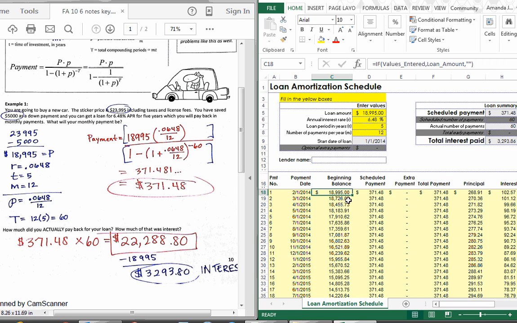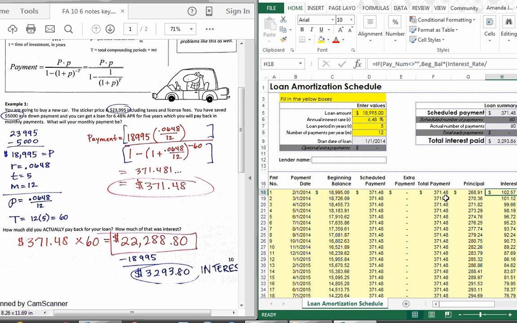So essentially, when you take out a loan for $18,995 and you're scheduled to pay a payment of $371.48, all $371 doesn't go towards your balance that you owe. Instead, what happens is they take their interest first. So they take your balance here, $18,995, and they multiply it by 6.48 divided by 12, or in other words, they multiply it by that periodic interest rate, and they end up with $102.57. So that's how much you owe them.